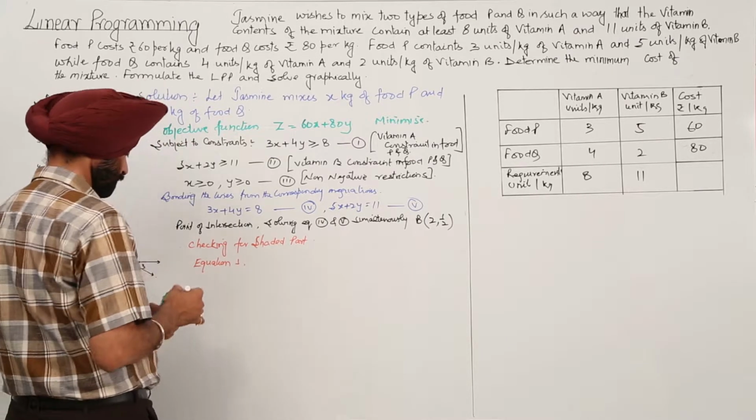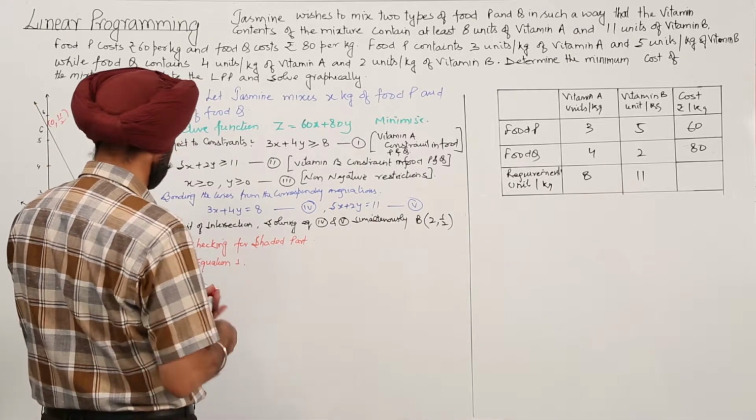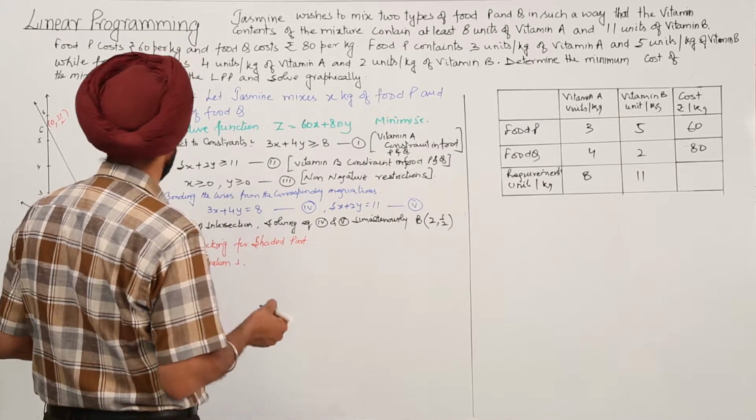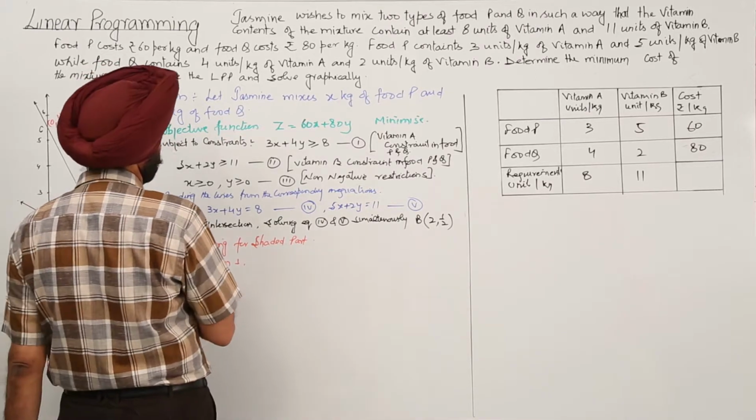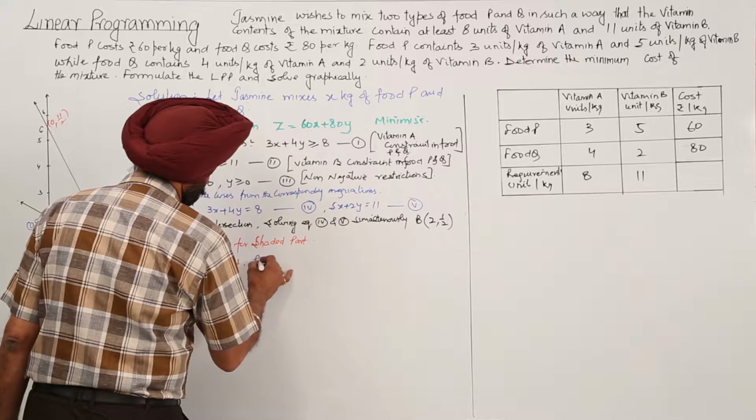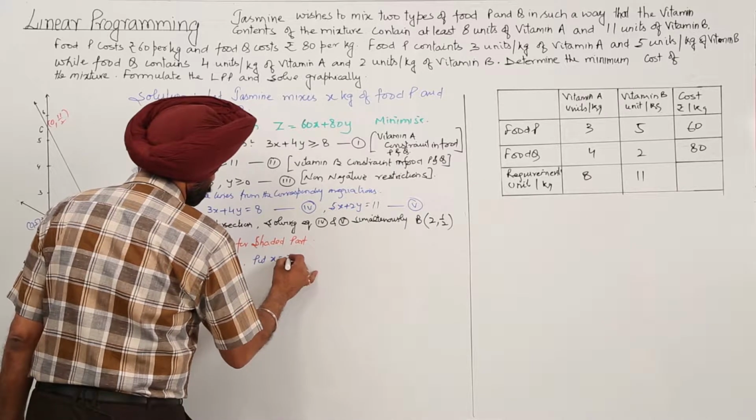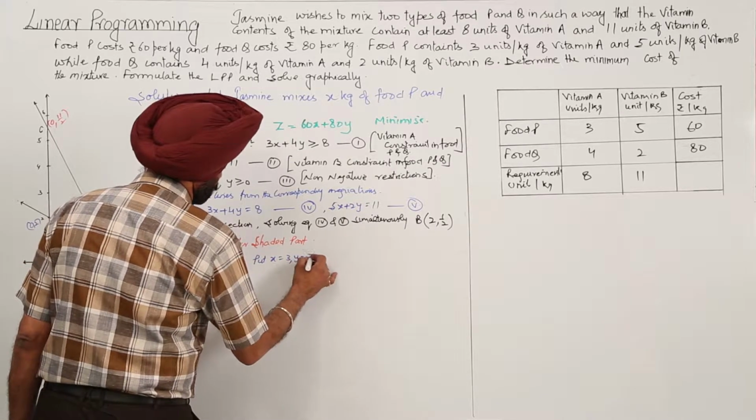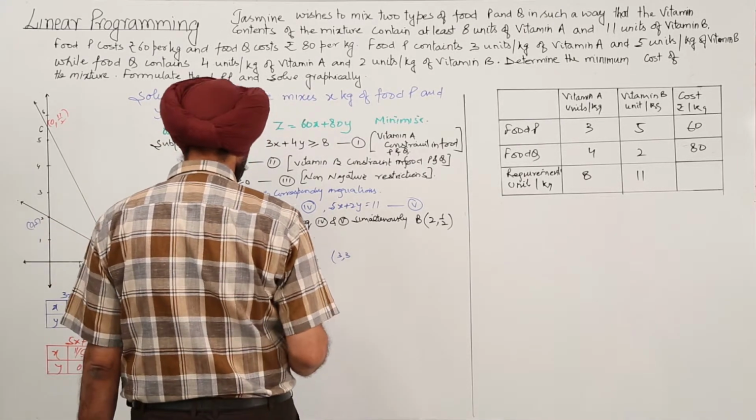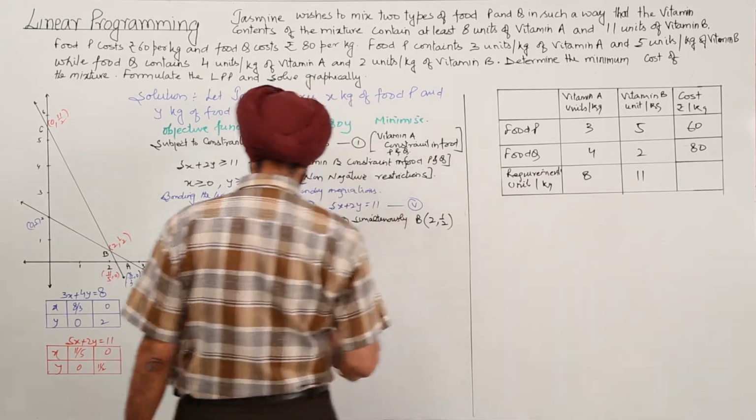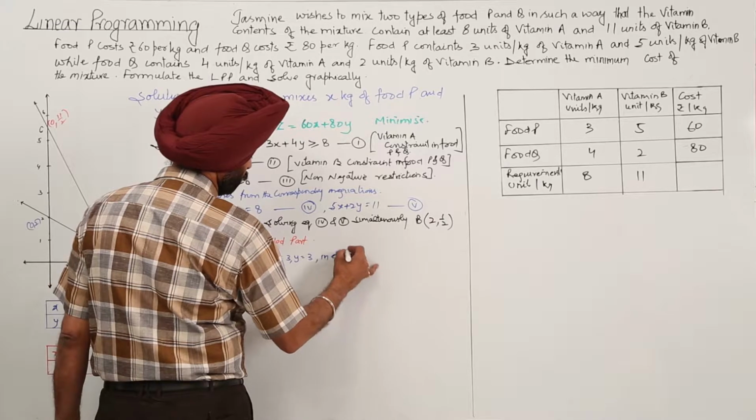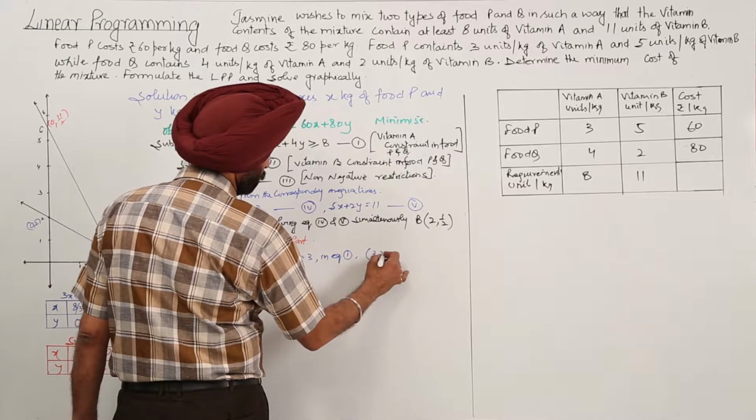Equation 1. Now for equation 1 we are having, put x is equal to 3, y is equal to 3. Now 3 comma 3, put x is equal to 3, y is equal to 3 in equation 1.